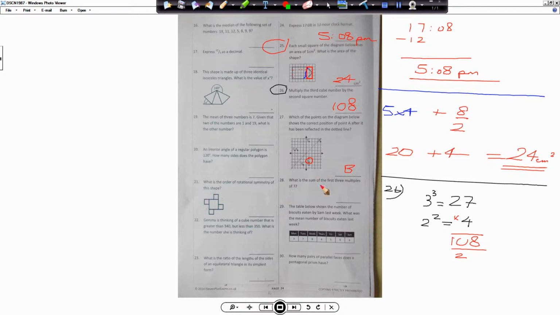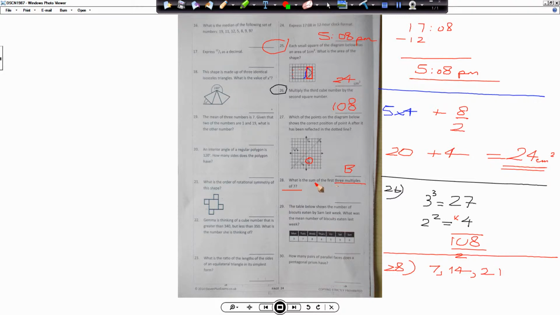Question number 28. What is the sum of the first three multiples of 7? 42. So, okay, at the moment you just give me answers. We're trying to work things out here. Remember this circle, that means it's wrong. Okay, three multiples. Multiples of 7 mean in the 7 times table. So the first multiple of 7 is 7 itself, because 7 times by 1 is 7. And the next multiple is 14. And the next multiple of 7 is 21.